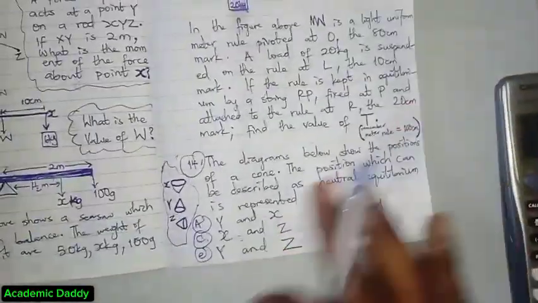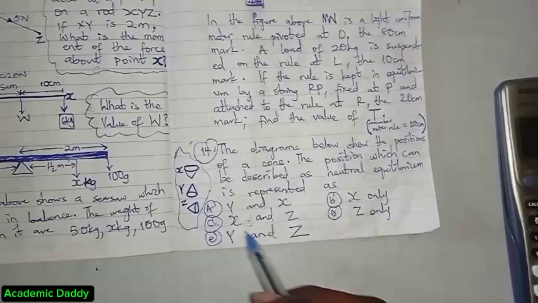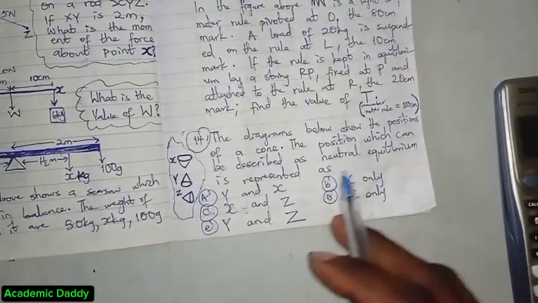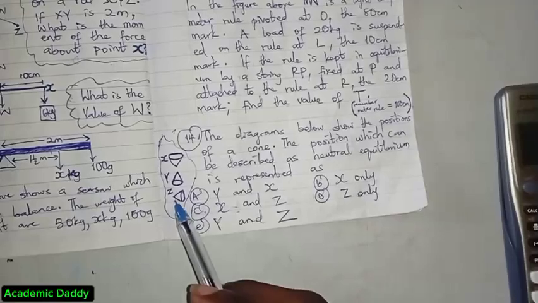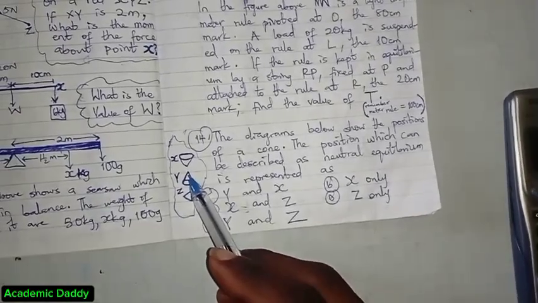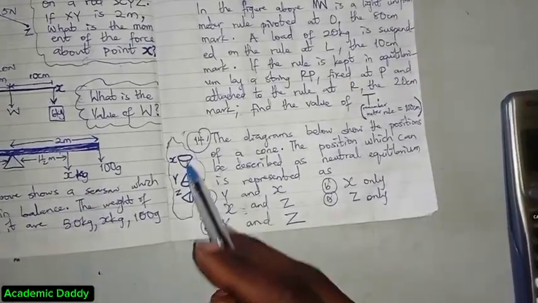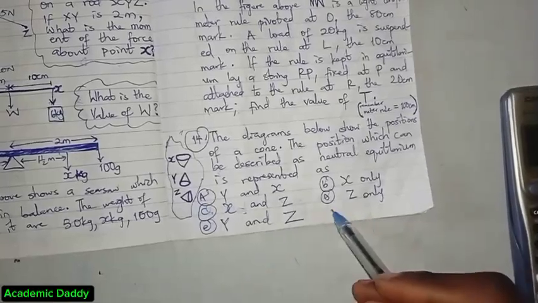Okay, they said the diagram below shows the positions of a cone, which one can be described as neutral. So the one that is neutral: Y is in stable equilibrium, X is in unstable equilibrium, so Z is in neutral equilibrium.